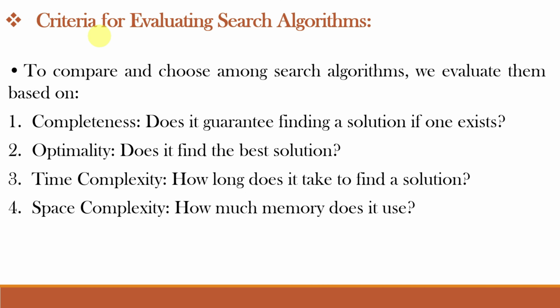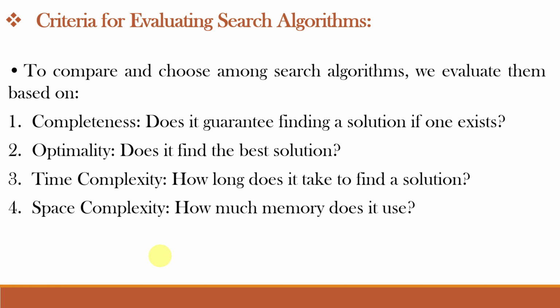Let us understand the criteria for evaluating search algorithms. See, before designing or choosing a search algorithm, we must assess how well it performs. So there are 4 key evaluation criteria. Number 1 is completeness, which ensures that the algorithm does not miss a solution when a solution exists. Number 2 is optimality, which checks whether the algorithm finds the best possible solution. Number 3 is time complexity, which measures how fast the algorithm finds a solution. And number 4 is space complexity, which refers to how much memory the algorithm needs.